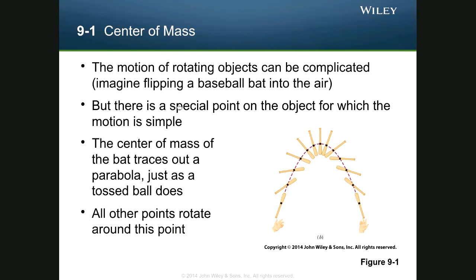The center of mass is this special point on the object for which the motion is very simple. We pick this point because it's the easiest point to analyze. Do we sacrifice complete knowledge of the system? Sure, but we can learn enough about the system while keeping our calculations as simple as possible.